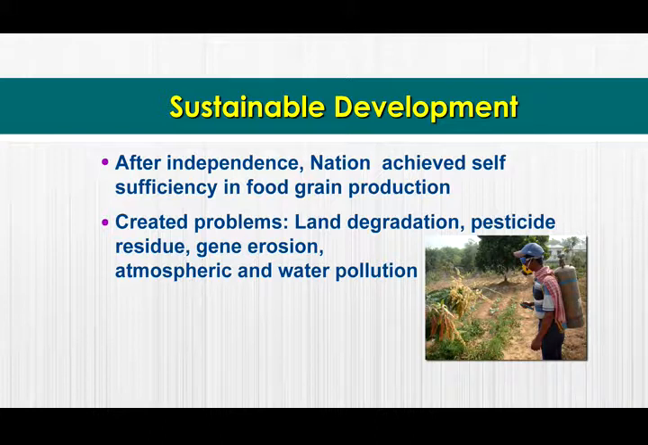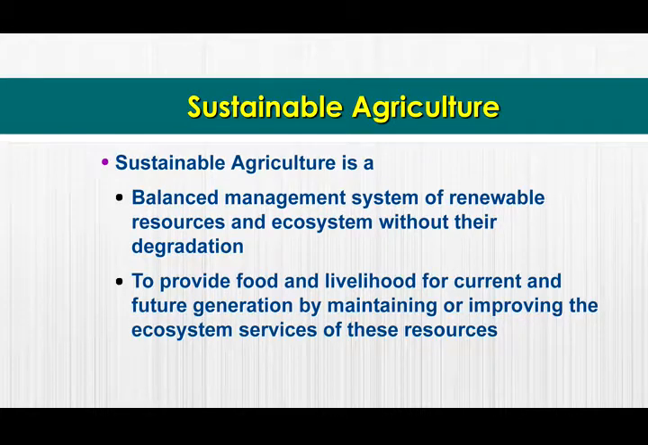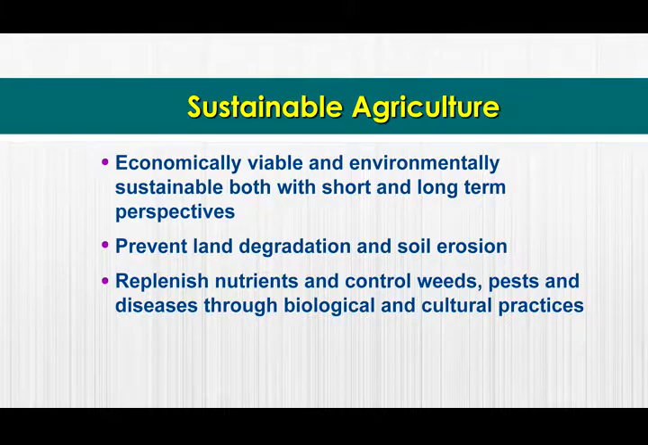So, here we can define sustainable agriculture. Sustainable agriculture is a balanced management system for renewable resources such as soil, wildlife, forest, crop, fish, livestock, plant genetic resources and ecosystem without their degradation. And sustainable agriculture is basically to provide food and livelihood for current and future generations by maintaining or improving the ecosystem services of these resources. So, a sustainable agriculture system has to be economically viable and environmentally sustainable, both with short and long term perspective. We have to see the long term perspective also, because for future generations we have to keep our resources maintained. It has to prevent land degradation and soil erosion. It has to replenish the nutrients and control weeds, pests and disease through biological and cultural practices.